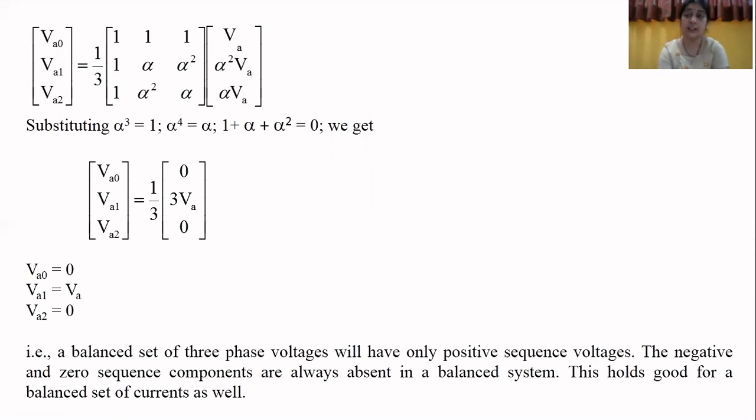which clearly indicates that a balanced set of three phase voltages will have only positive sequence voltage. The negative and the zero sequence components are always absent in a balanced system. And this is also true with respect to the balanced set of line currents.